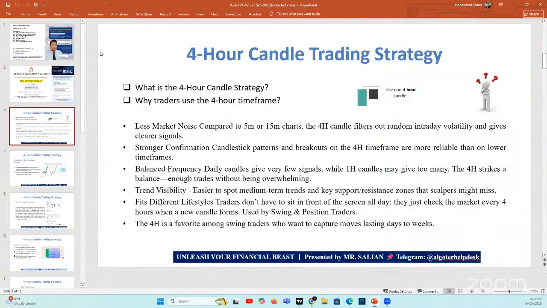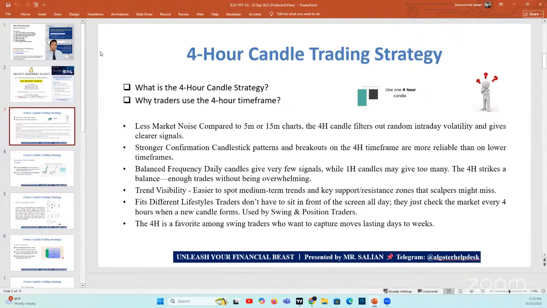Now, what is the 4-hour candle strategy? Why traders use the 4-hour time frame? Right? These are the questions you need to ask yourself. Why not the 1 hour? Why not the 30 minute?